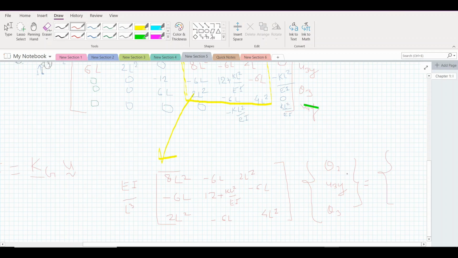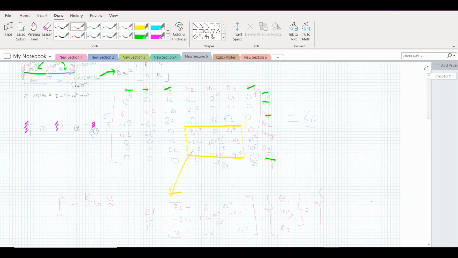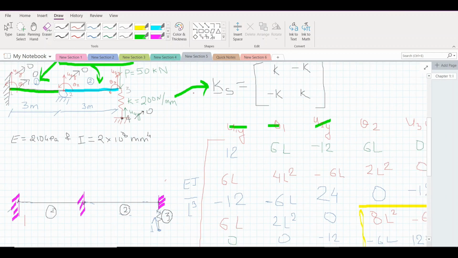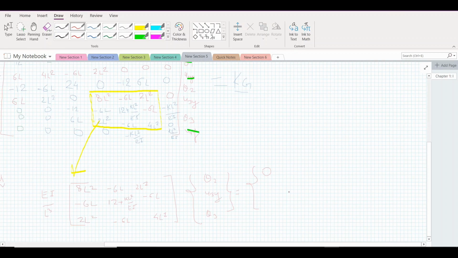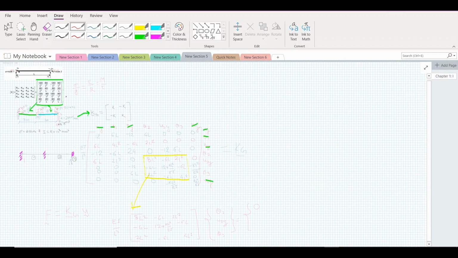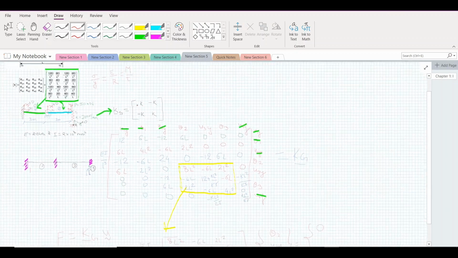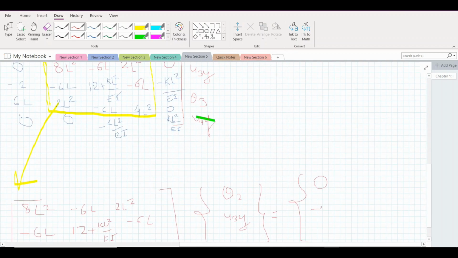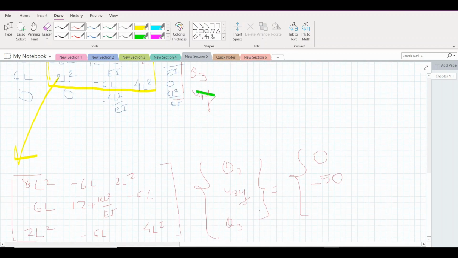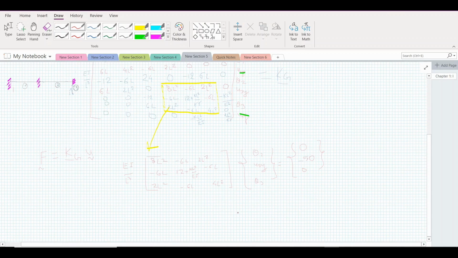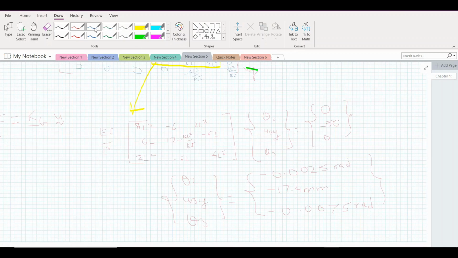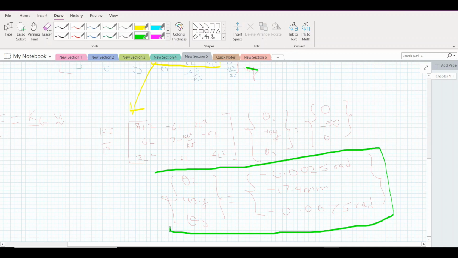to our forces. In these 3 degrees of freedom, at theta 2, we have no force applied. Therefore, here the force will be 0. For u3y, we have 50 kilonewton force acting downwards. So we'll write here minus 50. And at theta 3 also we have 0. Now we can solve this equation. Now when you substitute your values here and solve it, this will be your solution. You obtain displacements and rotations at the degrees of freedom.